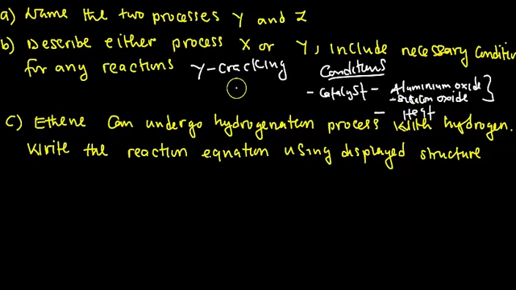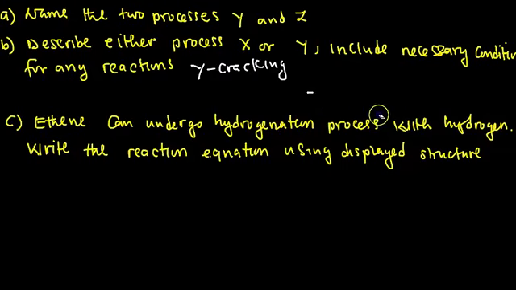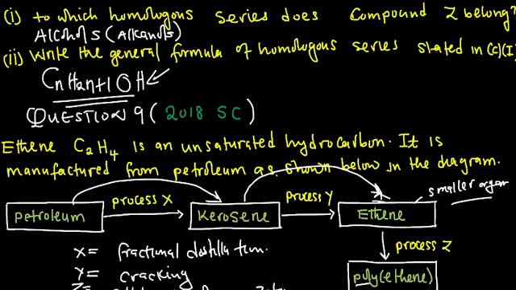Then what about the other one that we can describe, X? Since we are saying X is fractional distillation, how about fractional distillation? It involves the use of different boiling points, so the condition is temperature. Then for Z, polymerization, the condition is a temperature of 200 degrees and pressure of 200 atm. So at least I've described all the three.